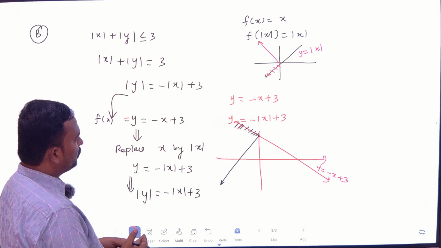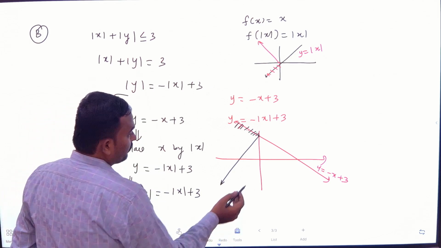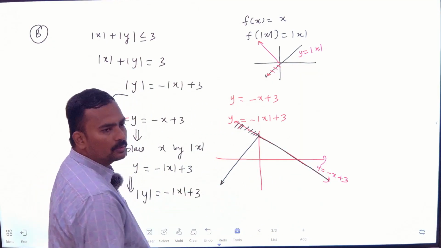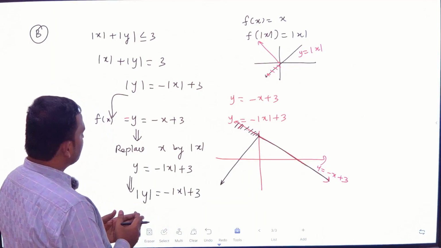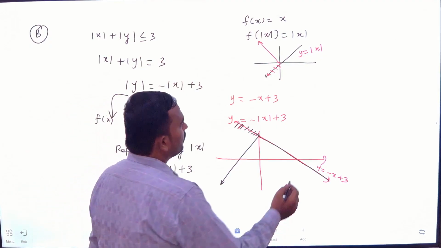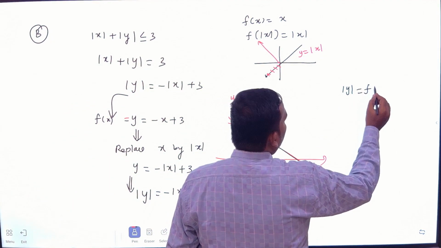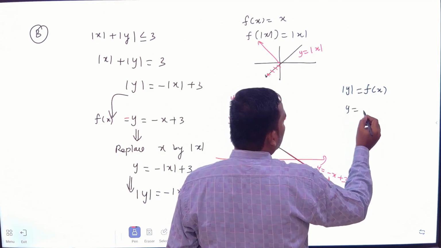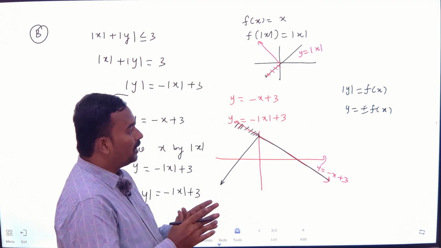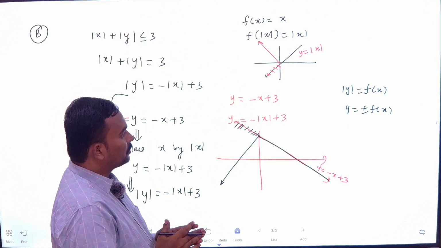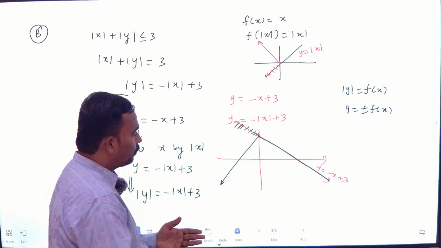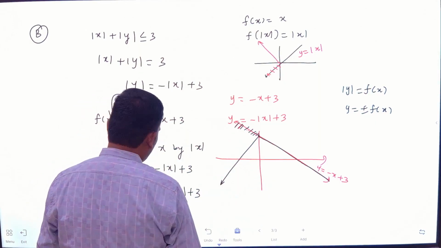Okay, now what you can do? This is the whole graph. You have to see the whole graph is this one, right. This black colored portion is y is equal to minus mod x plus 3. So the next step is to apply mod y. You know that mod y is equal to f of x means y is equal to plus or minus f of x, right. These are the possibilities there, but y cannot be negative here, right. Understood. So the y values, no negative portions, you have to remove them.